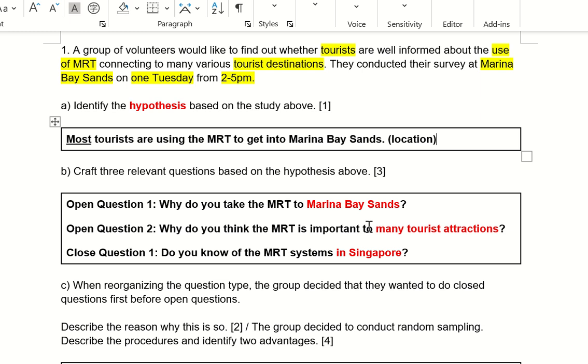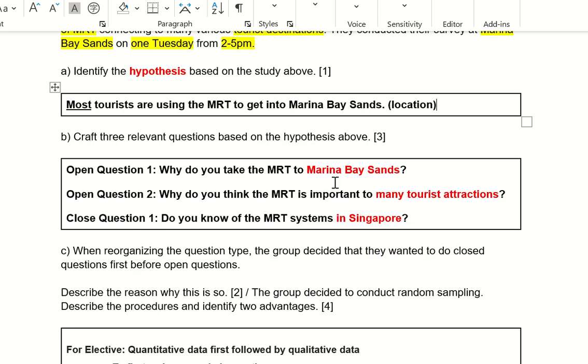If I want to have a negative connotation, then I put a lot of tourists or most tourists are not using the MRT, blah blah blah. So it shows a negative effect. So it depends on you for the hypothesis. Next question. You're supposed to craft three relevant questions based on the hypothesis above.